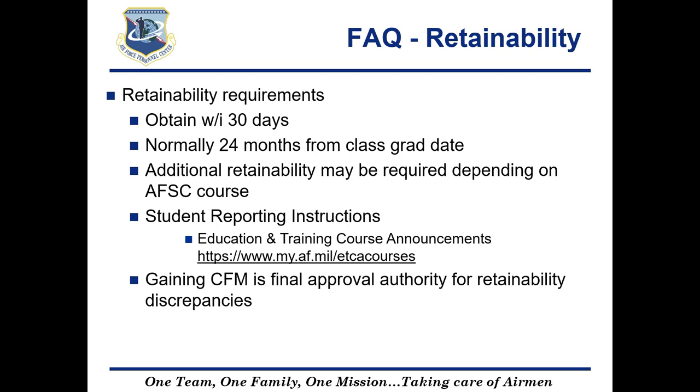If you want to learn about a course, you can go to ETCA. Just go to the Air Force Portal and type in ETCA. ETCA is going to pull up and tell you everything about that course. Sometimes what they'll need, though, is the course code, but there are ways that you can go through ETCA and filter all that stuff out. So the gaining CFM is final approval authority for retainability discrepancies, right? And this is really for NCORP, as the slide states.